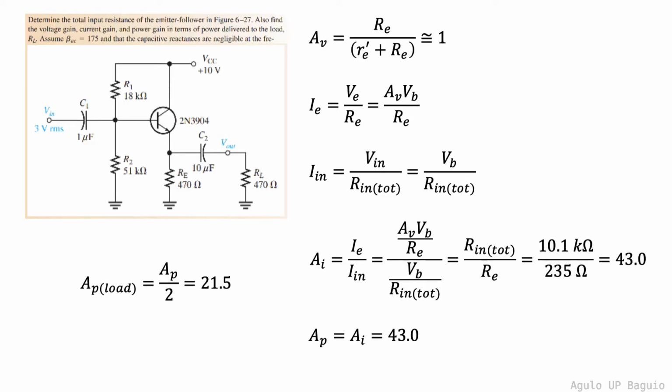This is also the value of the power gain since there is unity voltage gain. In terms of the power to the load, since RE and RL are equal, half of the power gain is distributed to the emitter resistor while half is for the load resistor.